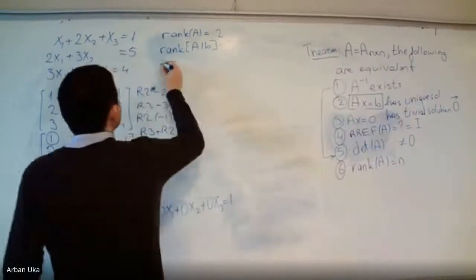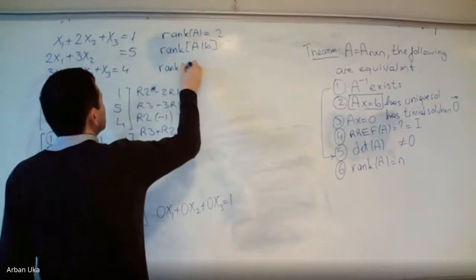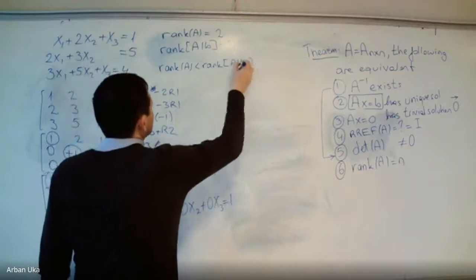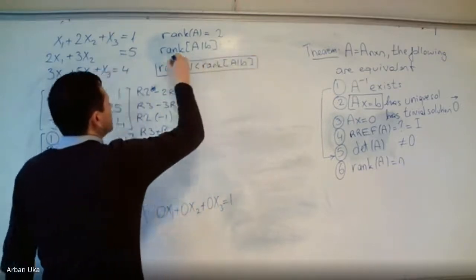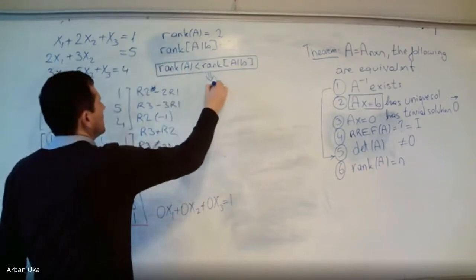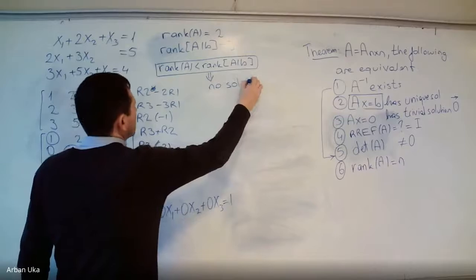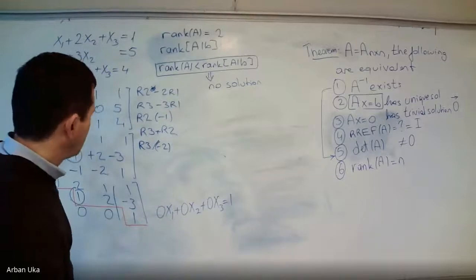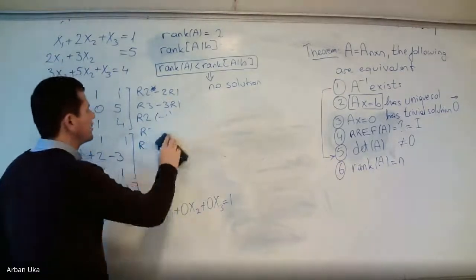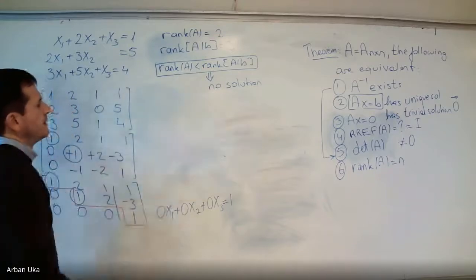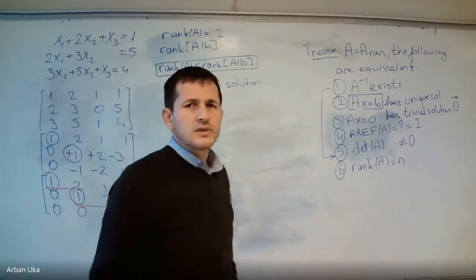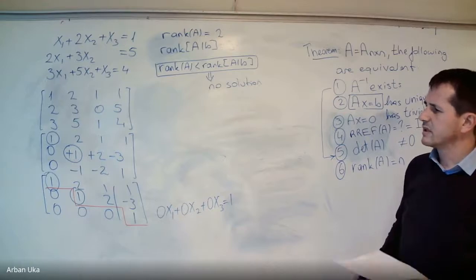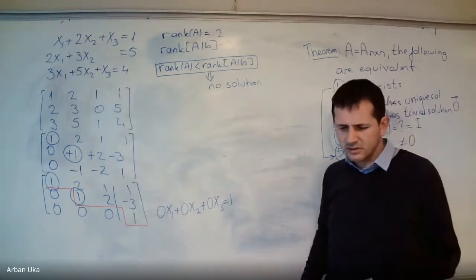Now, if the rank of A is smaller than the rank of AB, then what can we say? We could say this statement: no solution. Why? Because we would have zero equal to some non-zero value, which is impossible. So apparently, this is one use of the rank of the matrix. It can help us to determine whether the system of linear equations is consistent or not.